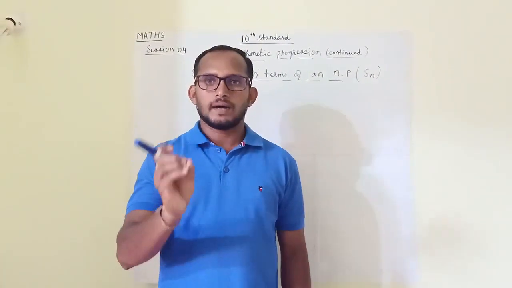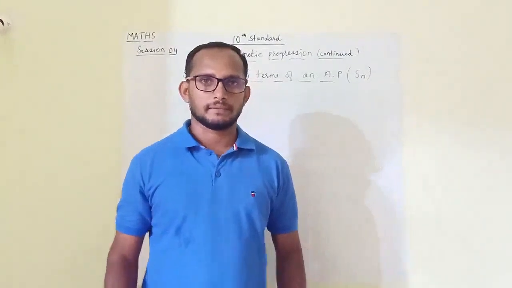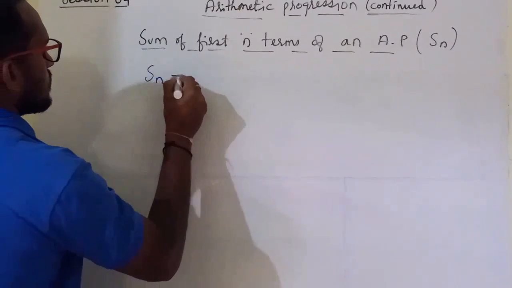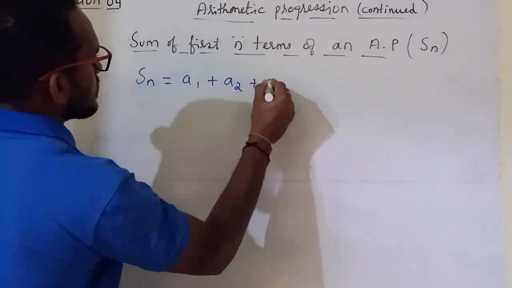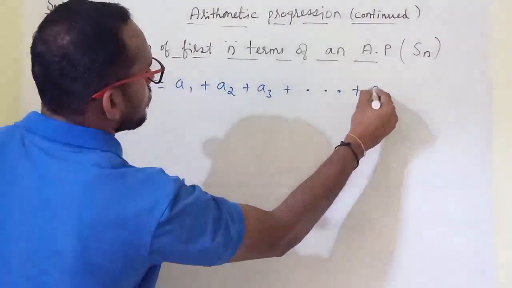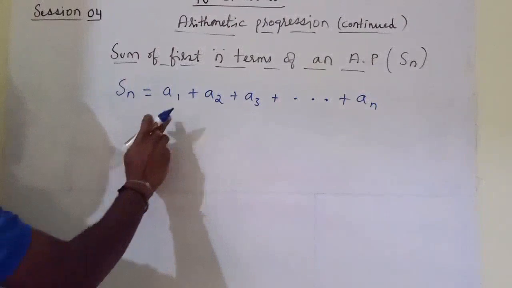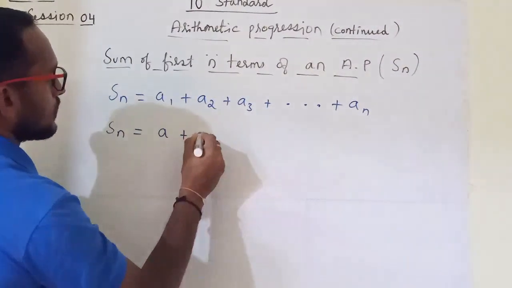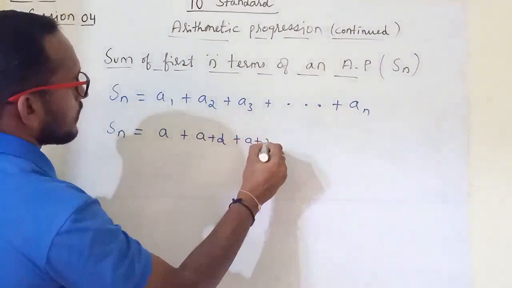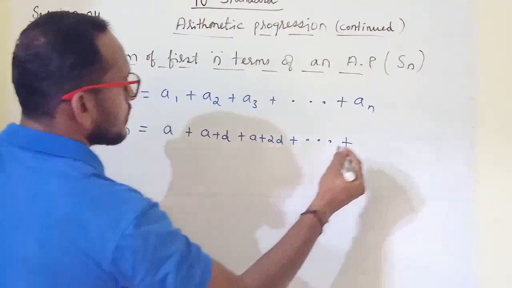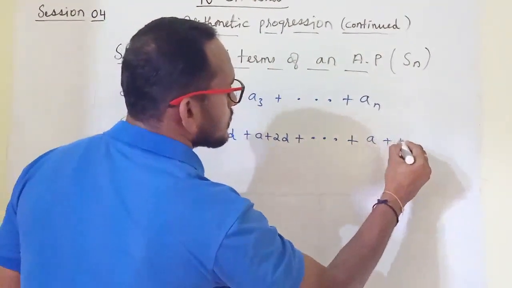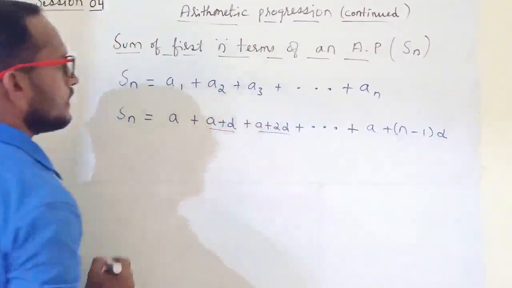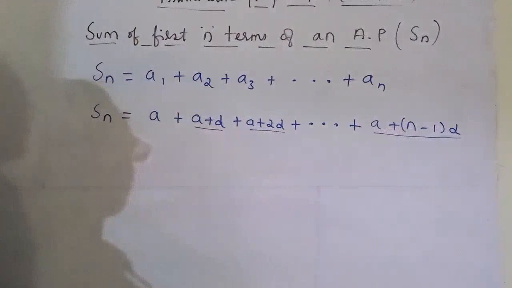Now, let us derive a formula for the sum of first n terms of an AP. Let us consider an AP. Sn is equal to A1 plus A2 plus A3 plus etc. up to An, the sum of first n terms of an AP. As you know, Sn is equal to A1 is A, A2 is A plus D, A3 is A plus 2D, plus etc. An means, as you know, the nth term of an AP is A plus n minus 1 into D. So A plus D is the second term, A plus 2D is the third term, and An is A plus n minus 1 into D.